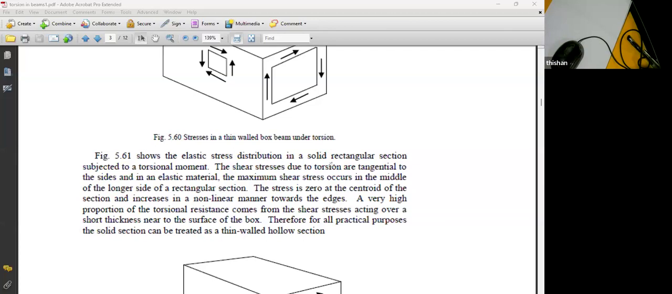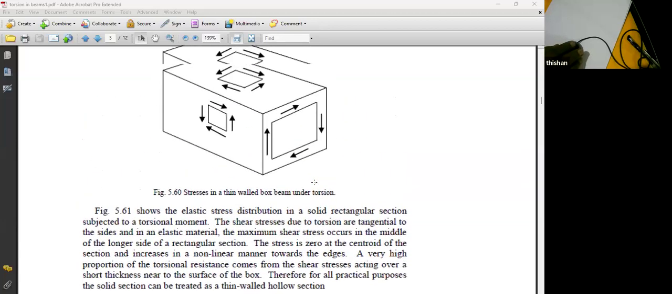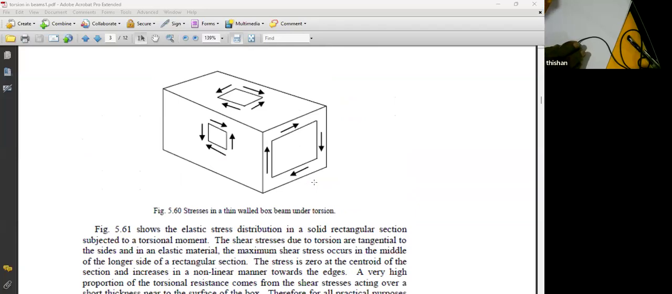A very high portion of the torsional resistance comes from the shear stresses acting over a short thickness near the surface of the box. Therefore, for all practical purposes, the solid section can be treated as a thin-walled hollow section. So you can see the thin-wall hollow section. For all our practical purposes, we consider it as a hollow section. Why? Most of the torsional moment acting on the section will be resisted by the outer skin.